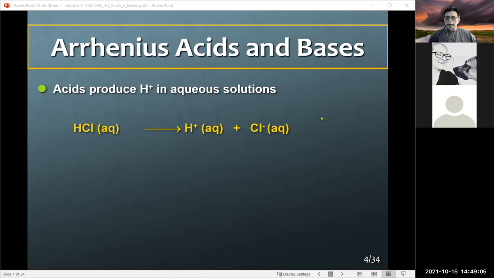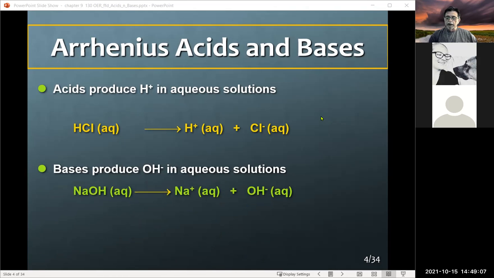So you can see hydrochloric acid dissociating here. And sodium hydroxide is a good example of a base. Any hydroxide. Notice that Arrhenius bases tend to be ionic compounds. Sodium hydroxide is an ionic compound. Arrhenius acids tend to be covalent compounds, like HCl. We're going to talk about covalent compounds later. Now, sodium hydroxide, when it's placed in water, will dissociate and break into its respective ions, the sodium ion and the hydroxide ion.